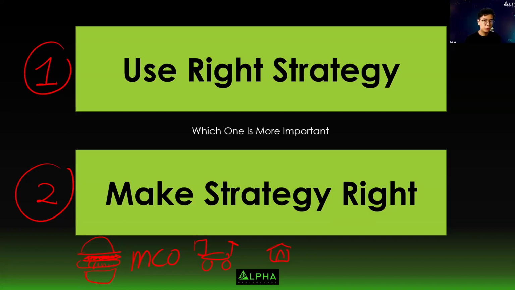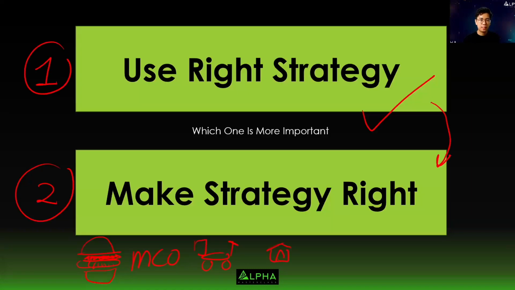Meaning that doing the right strategy is important as a starting point. But over time, your right strategy can never always be right. The thing that is always right is how you make the strategy profitable.